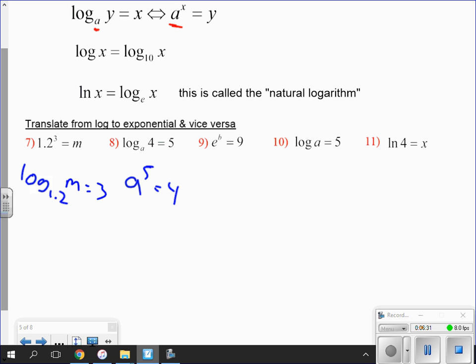E to the b is 9. This would be log base e, because of the base e, which would be our natural log. So I get ln, natural log, of 9 is equal to b. Because it's natural log, because that is log base e.